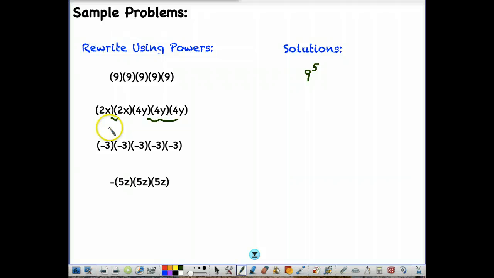So if we write these out, then what I have is 2x squared, because I have 2 of them, times 4y cubed, because I have 3 of those. Okay, so let's write that out here. How many 2x's do we have? We have 2 of those. How many 4y's do we have? Well, I have 3 of those.